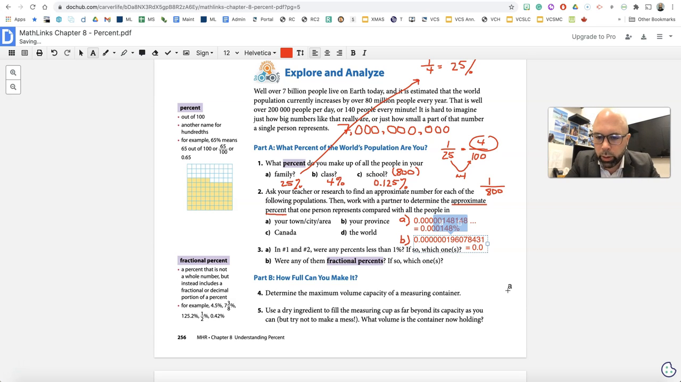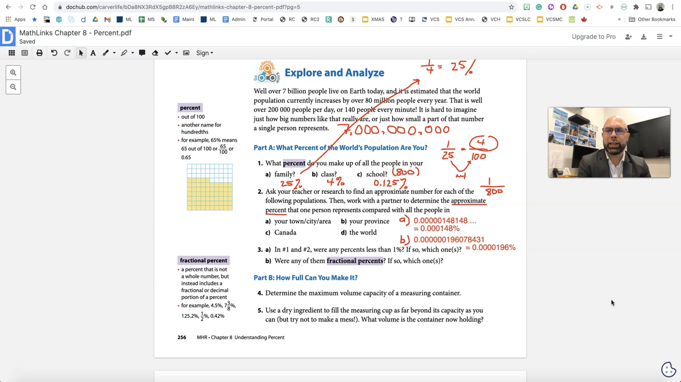So 0.0. I'm getting old. Wait. 1, 2, 3, 4, 5, 6. So it should be, yeah, that makes sense. 4 zeros and 196. I'm just going to round it. There. Okay, so that is the percent that you represent in British Columbia.